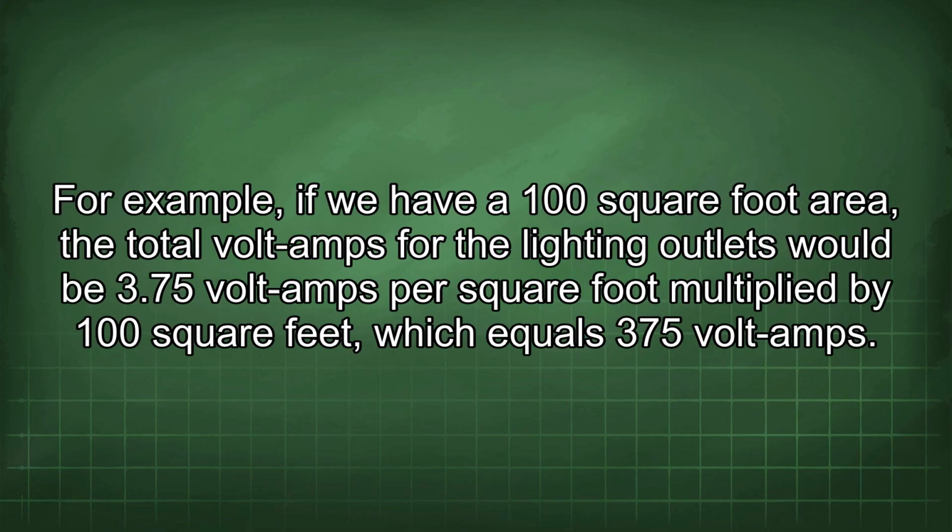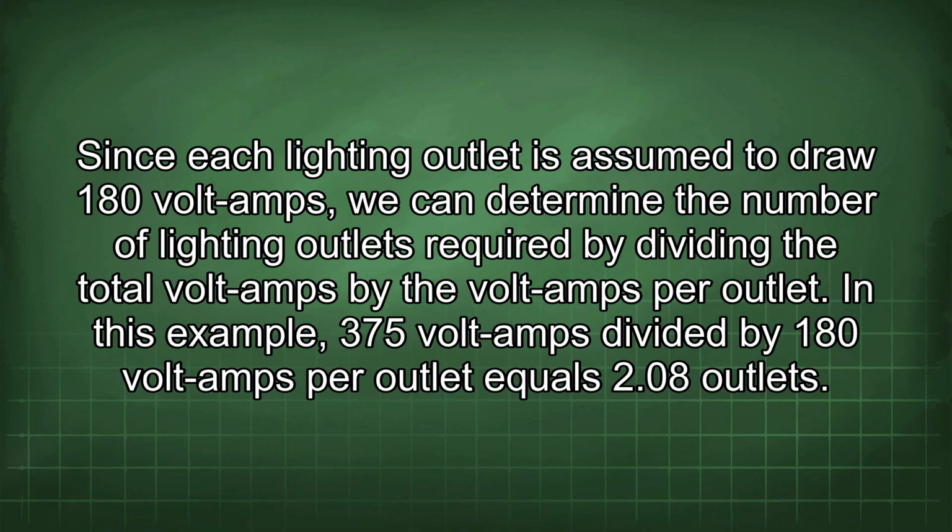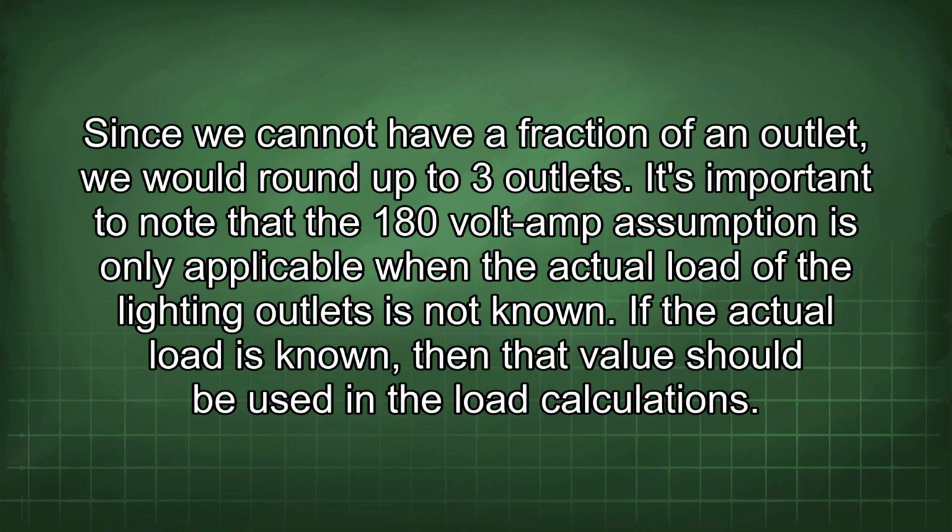For example, if we have a 100 square foot area, the total volt amps for the lighting outlets would be 3.75 volt amps per square foot multiplied by 100 square feet, which equals 375 volt amps. Since each lighting outlet is assumed to draw 180 volt amps, we can determine the number of lighting outlets required by dividing the total volt amps by the volt amps per outlet. In this example, 375 volt amps divided by 180 volt amps per outlet equals 2.8 outlets. Since we cannot have a fraction of an outlet, we would round up to 3 outlets.